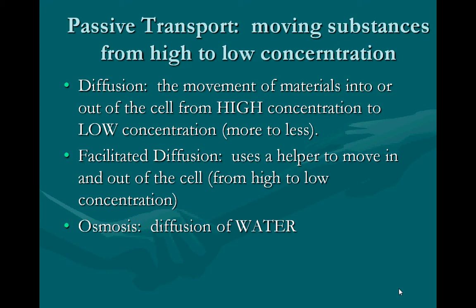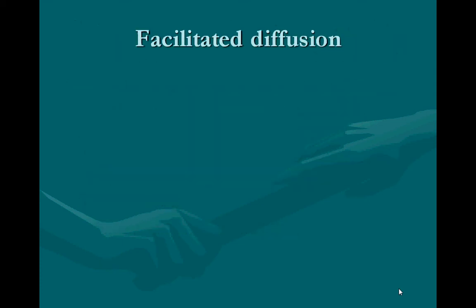If you think of a piece of paper towel with a puddle of water and you put the paper towel in, it will soak up the water. Water always likes to move from where there's a lot to where there's not as much. All of these are passive forms of transport to get things in and out of the cell from high amounts to low amounts. So diffusion I already talked about. That's a natural movement of something in or out of the cell. Usually that means it can fit through the cell membrane.